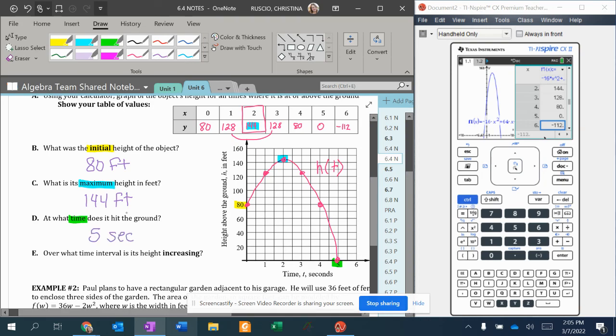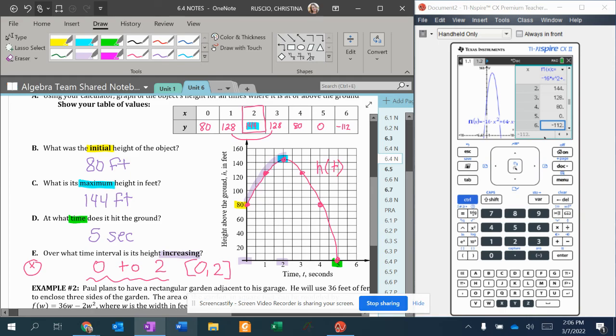And then over what interval is the height increasing? My graph is going up from here to here. We're using our x values only from 0 to 2. You could write interval notation. You could write inequality notation. I don't care. But we just need to use the domain, the x values only, for this type of question. That's usually where people make mistakes.